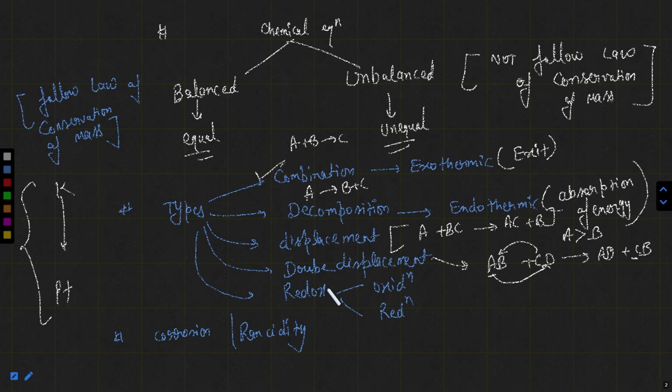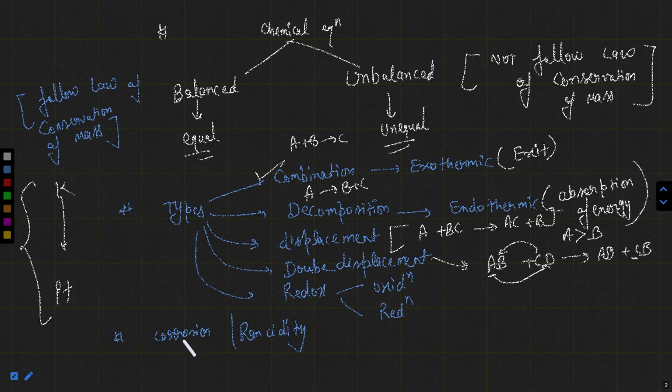There are two more terms, oxidizing agent and reducing agent. Oxidizing agents are those agents which oxidize others and reduce themselves, and reducing agents are those agents which reduce others and oxidize themselves, right? So whatever the name, an oxidizing agent will reduce itself. A reducing agent will oxidize itself and reduce others.